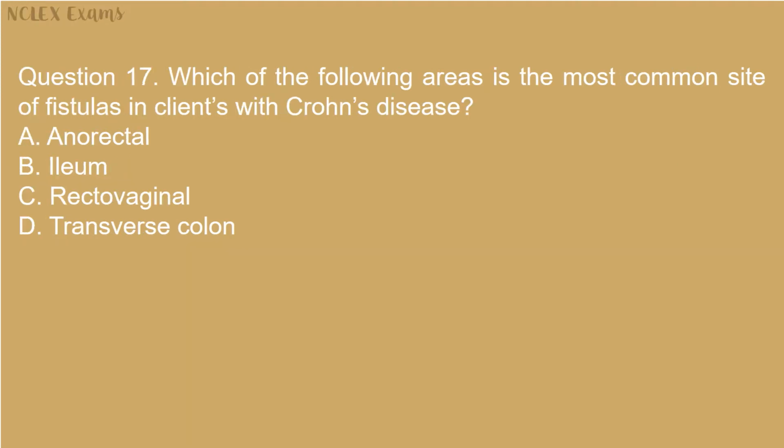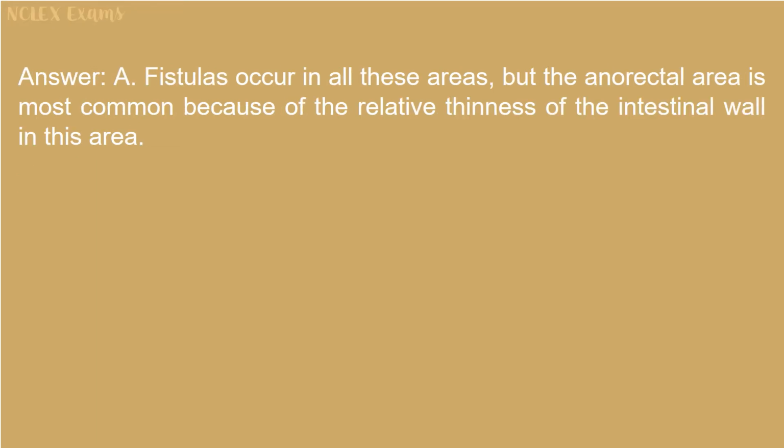Question 17. Which of the following areas is the most common site of fistulas in clients with Crohn's disease? A. Anorectal. B. Ileum. C. Rectovaginal. D. Transverse colon. Answer A. Fistulas occur in all these areas, but the anorectal area is most common because of the relative thinness of the intestinal wall in this area.